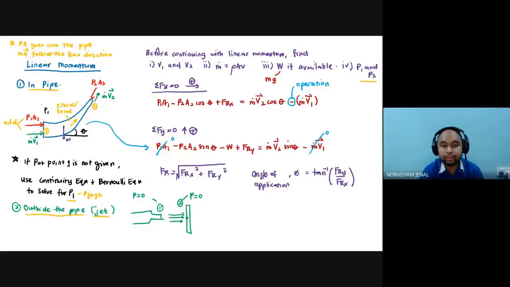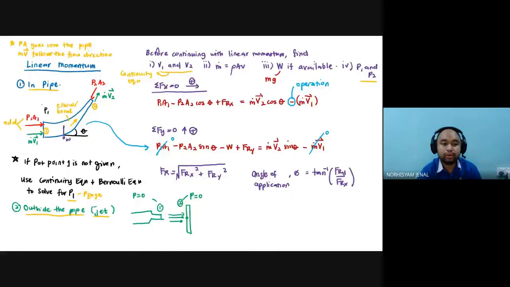So the first thing that you need to find out, V1 and V2, please make sure you find this out, usually through continuity. And find out the mass flow rate, because this will be used for our calculation. W, check whether it is available or not. If it's available, the equation will be m times g. Usually they give you in terms of mass. And P1 and P2 for the question.